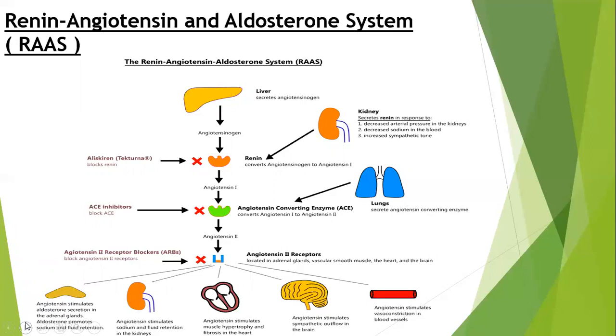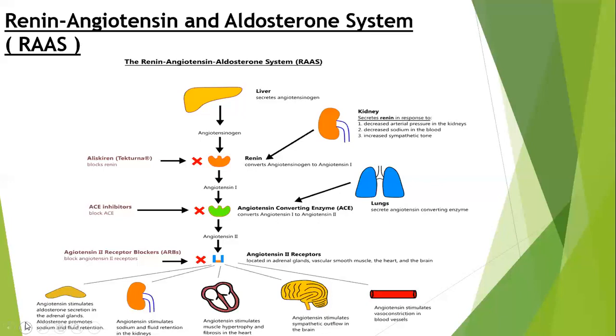Angiotensin 2 stimulates aldosterone secretion in the adrenal gland. In the kidney, angiotensin stimulates sodium and fluid retention. Angiotensin stimulates muscle hypertrophy and fibrosis in the heart. Angiotensin stimulates sympathetic outflow in the brain. Angiotensin stimulates vasoconstriction in blood vessels. Vasoconstriction means constricted blood vessels, and blood pressure rises.